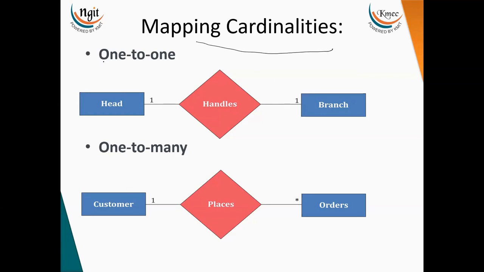The first one we have is one-to-one mapping cardinality. For example, there is a head of the department for only one branch. So this head of the department is going to handle the activities related to that corresponding branch. Hence we can say that the relationship between the head entity and the branch entity could be handles. And the next one is one-to-many relationship. Here there exists one customer who places many orders, and many is represented using this star symbol. This is an example for one-to-many.